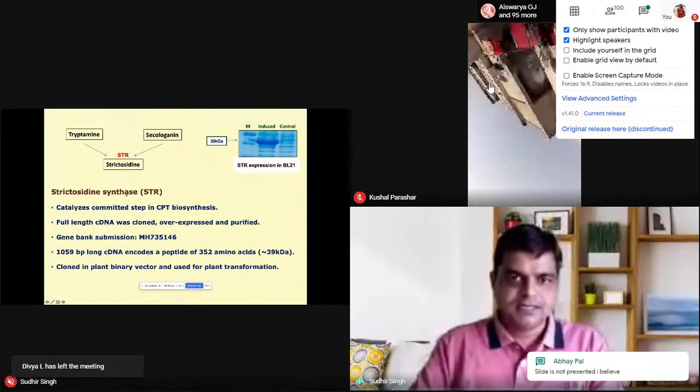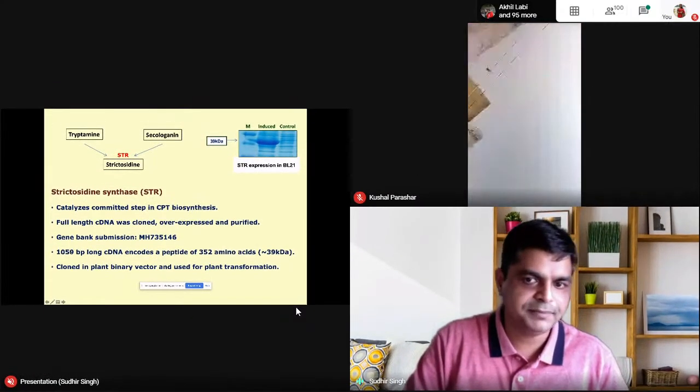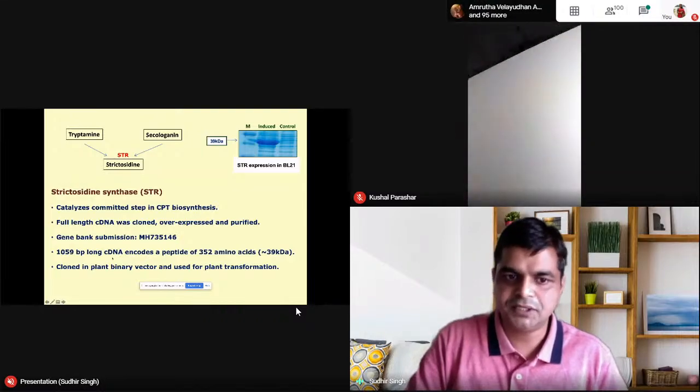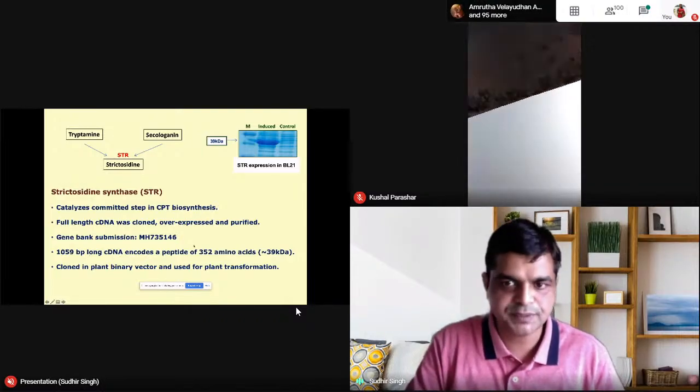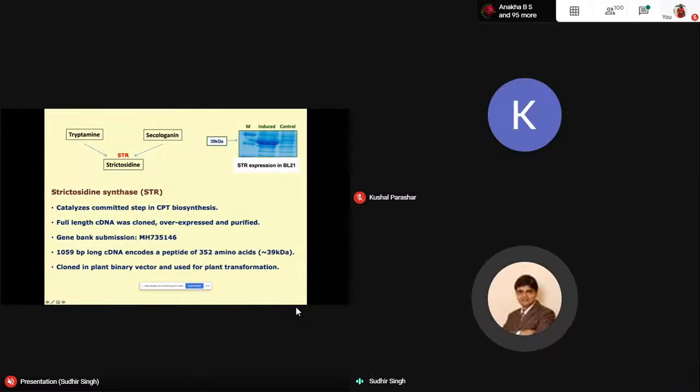So what STR does is the condensation of tryptamine with secologanin to form strictosidine, and our sequence identification of the cDNA showed a sequence of 1059 base pairs. So what we did is we cloned this, overexpressed it in bacteria, and we could see overexpression. Then we purified this protein.